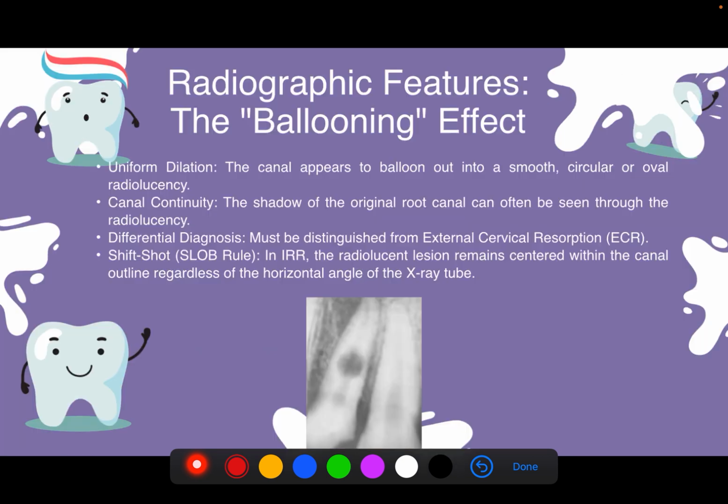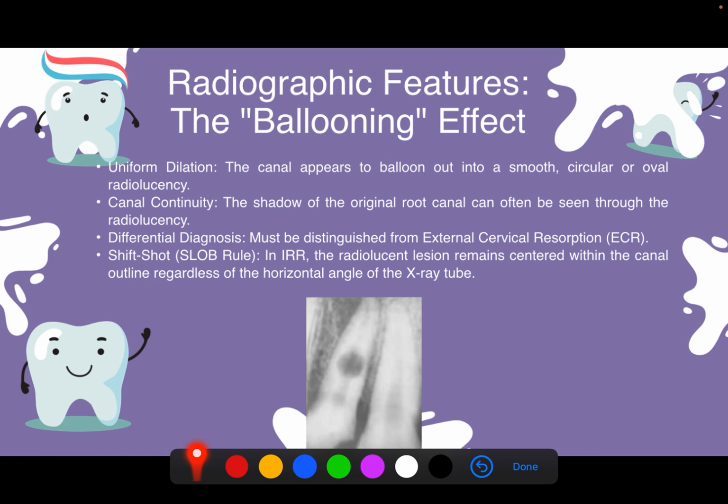Now, radiographic features, the ballooning effect. This is the most important exam concept. In internal reabsorption, the radiograph shows a well defined radiolucent area, a smooth symmetrical enlargement of the root canal space, uniform expansion of the dentine boundaries. This gives a balloon-like appearance, like a balloon being inflated inside the tooth.